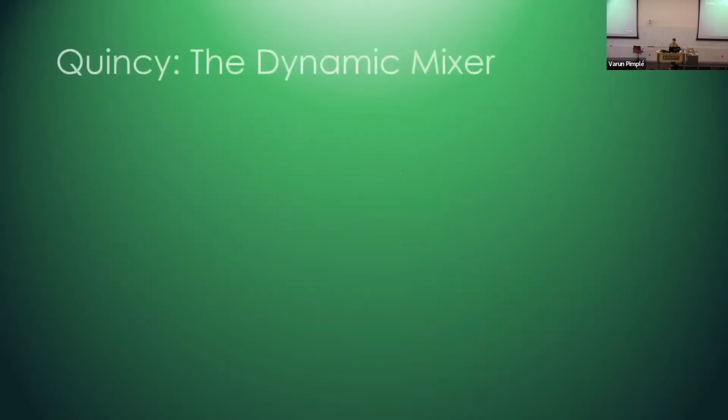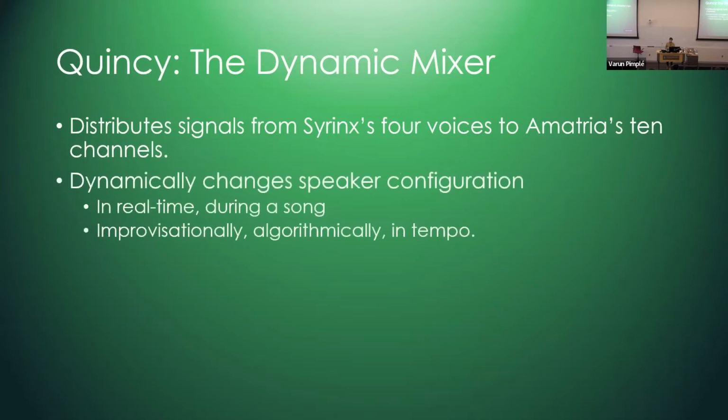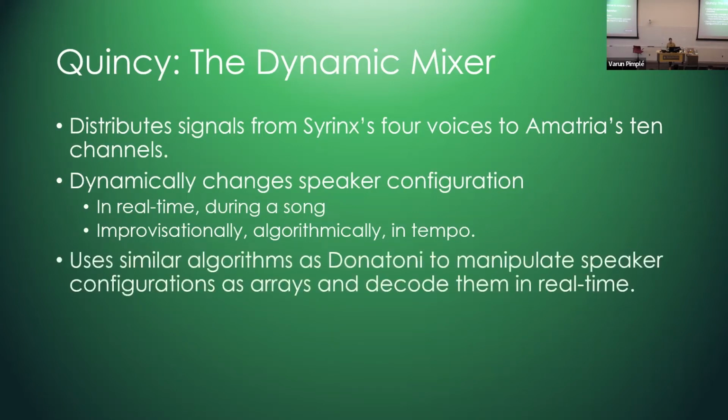Very easy. And then finally, Quincy, named after Quincy Jones, the world's greatest music producer, distributes signals from Syrinx's 4 voices to Amatria's 10 channels. And it does so over the course of the song, which is surprisingly non-trivial. I thought it would be an easy thing to do, and it turns out it's not as easy as it looks. But it can do this improvisationally as well, or algorithmically, or in tempo, etc. And this uses similar algorithms as Donatoni to manipulate all that data and send it into the speakers in real time.